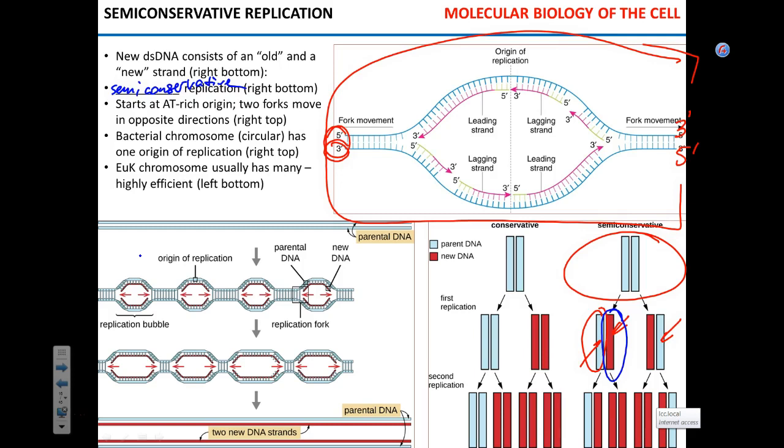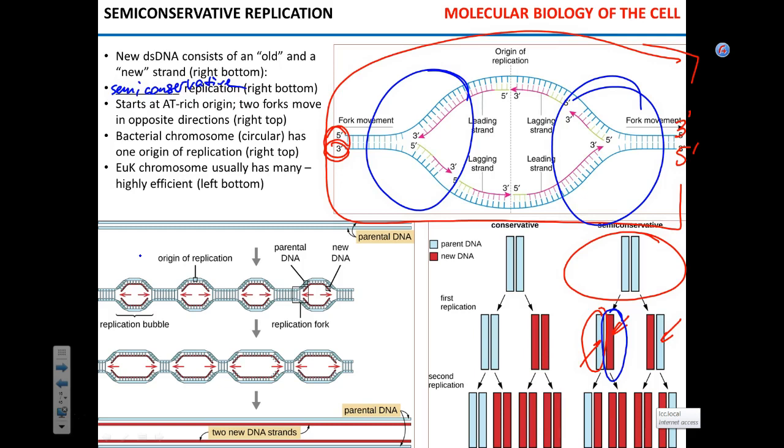Replication starts at the origin of replication, which is rich in the AT pairs. Why? Weaker bond, it's easier to unzip. Okay? And at each origin, two forks, replication forks, are formed. So this is one fork, this is another fork. And they move in opposite directions, like two zippers. If you put them in the center like this, and you start to unzip in opposite directions. Make sense? Okay.